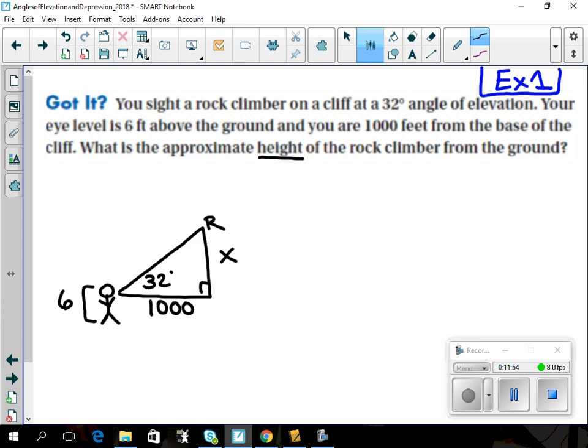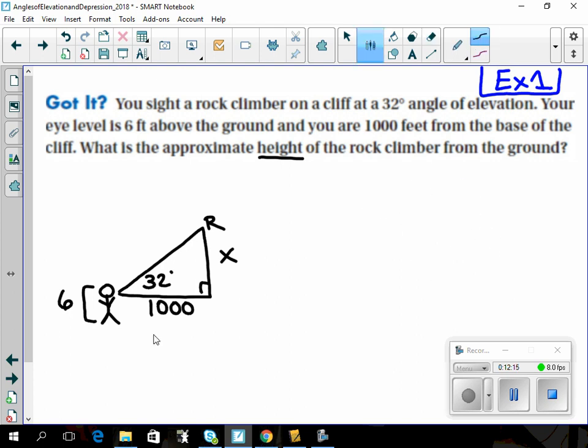The key is where the angle of elevation told me how to draw the triangle. If it was an angle of depression, we would draw it like this. And this would be the angle of depression from there down. Okay? Are we okay with that? So angle of depression, angle of elevation. Good? There's really two scenarios.